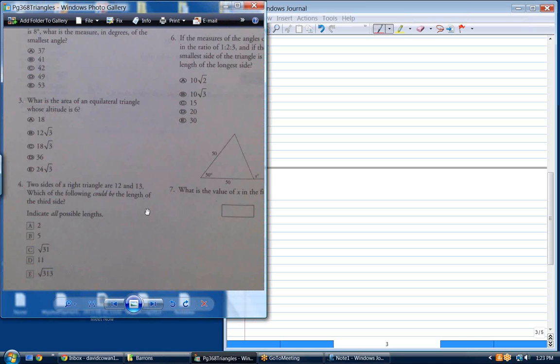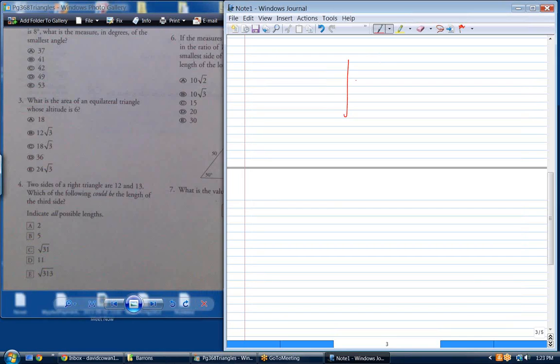Two sides of a right triangle are 12 and 13. Which of the following could be the length of the third side? Well, it says it's a right triangle, so you must be able to do a squared plus b squared is equal to c squared.